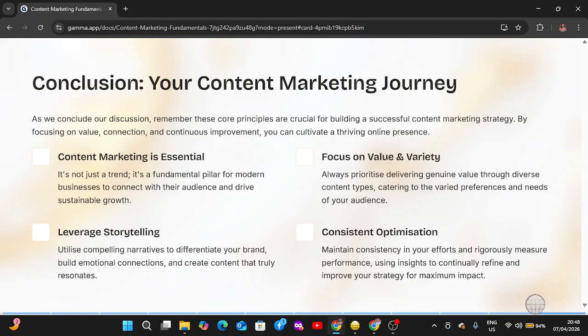Those are things that will help you in content creation. So you utilize those insights to constantly refine and improve your strategy for maximum impact. So those are the things that you do in your content marketing journey to have effective content.